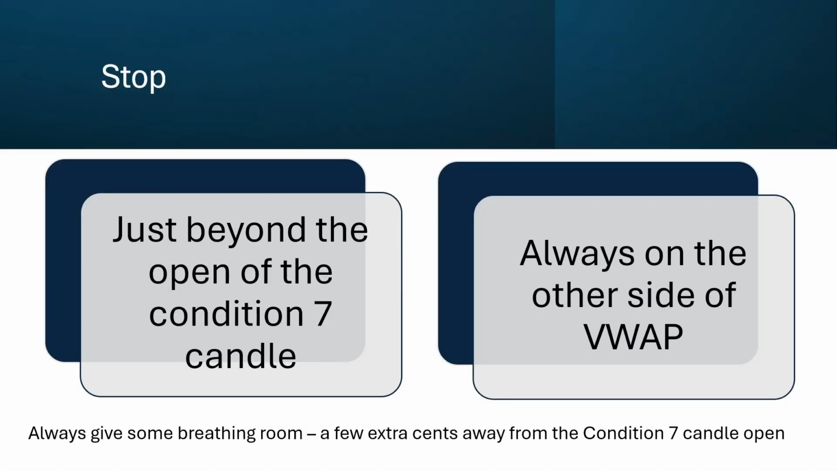Again, the stop is just beyond the open of the condition 7 candle. So if you're taking it long, it's just at its low, or if you're taking it short, it's just at the high. And it's always going to be on the other side of VWAP. And then, as always, give it a bit of breathing room, a few extra cents away from the open of that condition 7 candle.